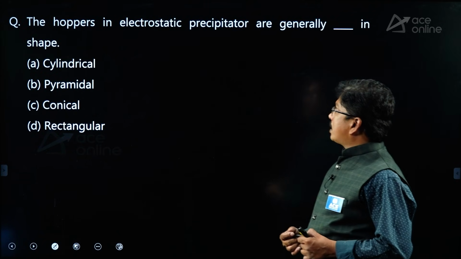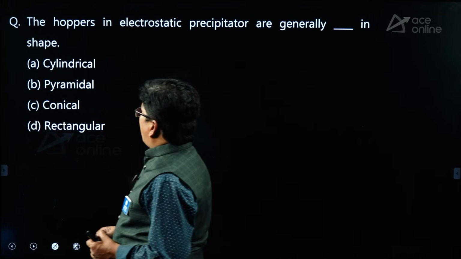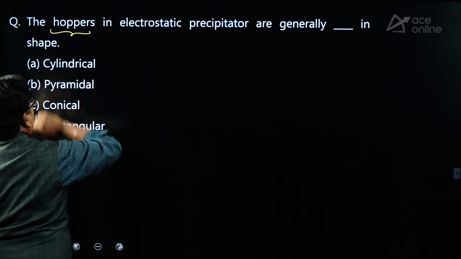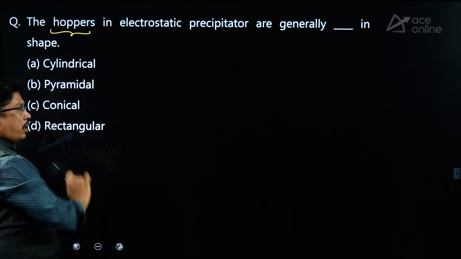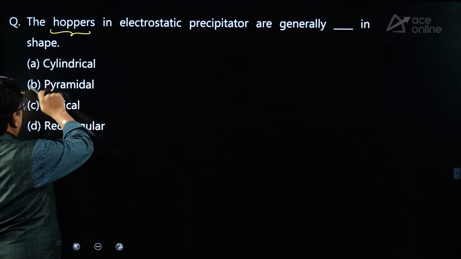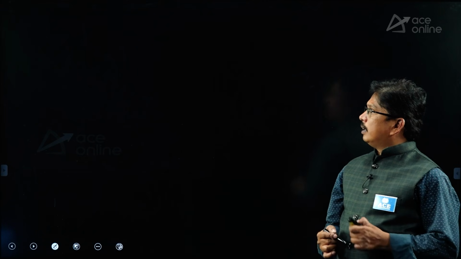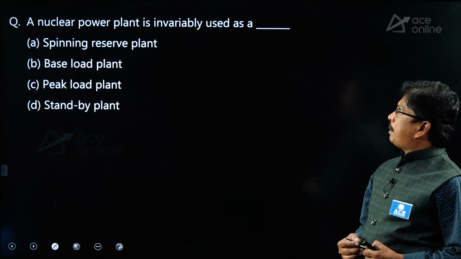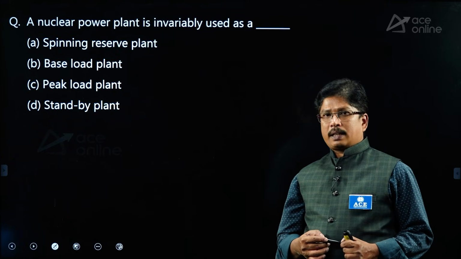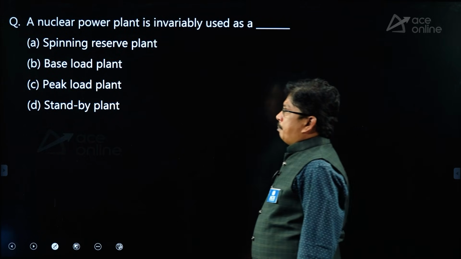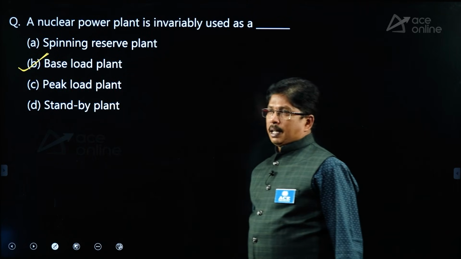The hoppers in an electrostatic precipitator are generally in what shape? The hoppers in the electrostatic precipitator may be in pyramidal shape or conical shape. Highly preferable is the pyramidal shape. Pyramidal shape we are preferring. A nuclear power plant is invariably used as a... So we know that nuclear power plants, like coal based thermal power plants, we are using as base load power plants.